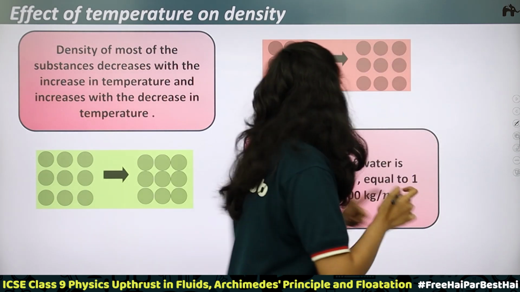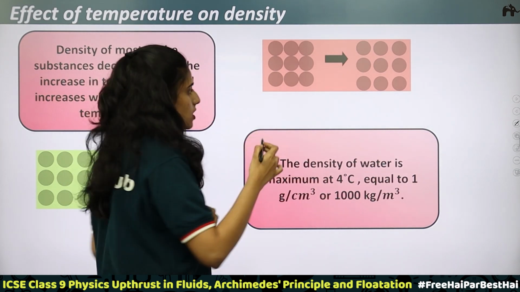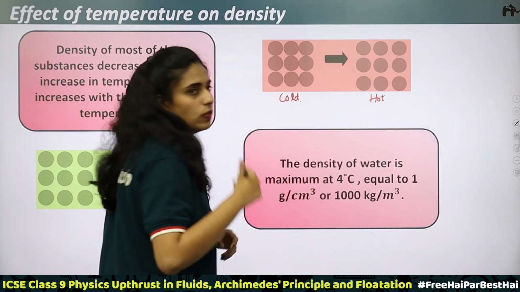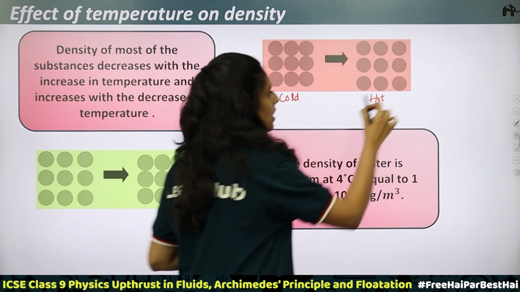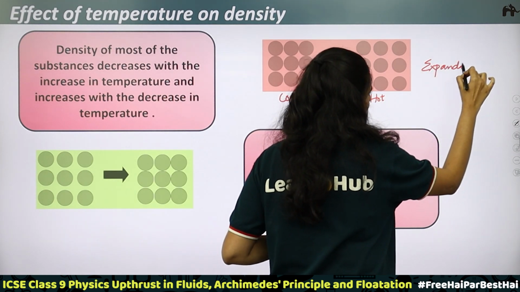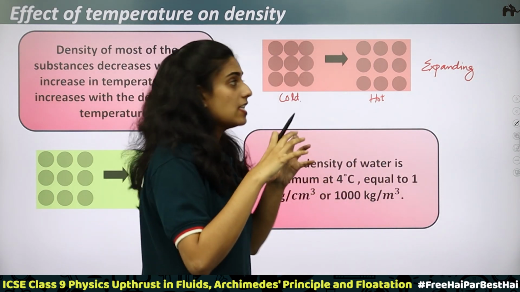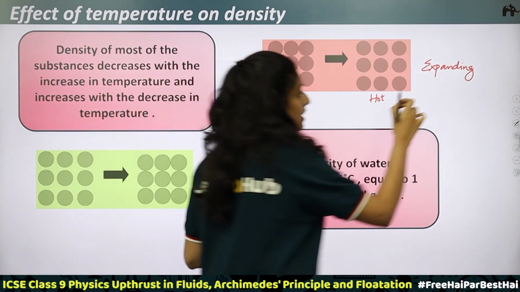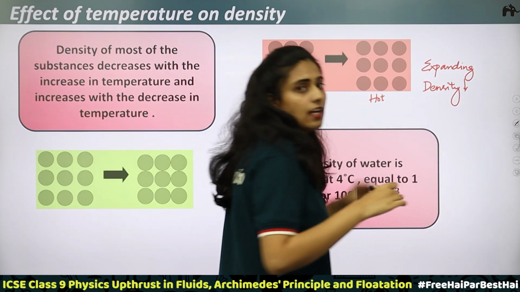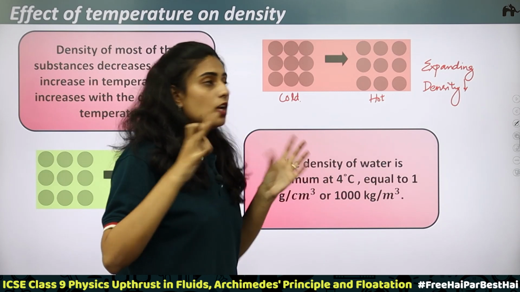Now, first you are taking a substance and you are heating it. So, this is cold, this is hot. What happens when you are heating? It starts expanding. So, on heating a cold object, it starts expanding. When temperature increases, there is expansion. Expansion means density is decreasing. So, when you take solid and gas, in the gaseous state, the density is minimum. There the particles are loosely packed.